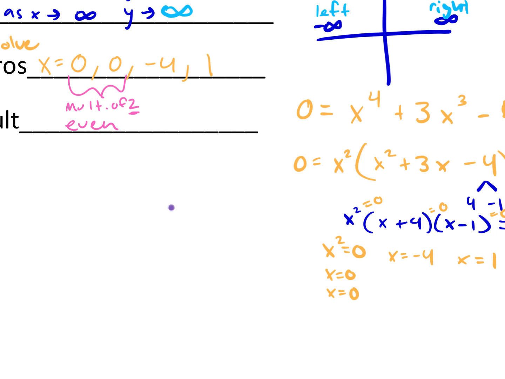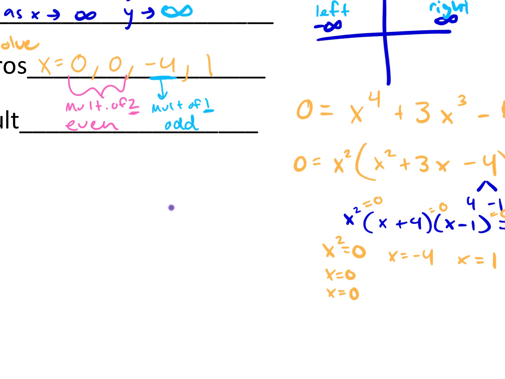Oh, you can't just say multiplicity of 2, you have to say even? Yes. Now with -4, how many of those do I have? So I have a multiplicity of 1. Would it be even or odd? Odd, because 1 is an odd number. So we're not talking about if -4 is an even or odd number. We're talking about the multiplicity. So since I only have one of them, it would be odd multiplicity.